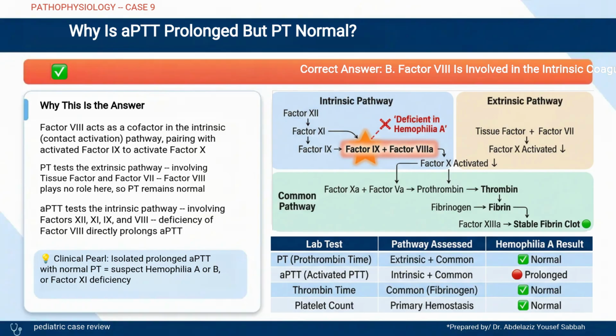This pattern is critically important to memorize. Isolated prolonged activated partial thromboplastin time with normal prothrombin time should raise suspicion for hemophilia A or B or factor XI deficiency. The thrombin time and platelet count are both normal, confirming the defect is isolated to the intrinsic pathway.